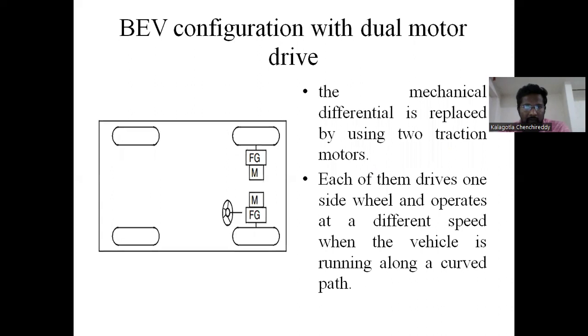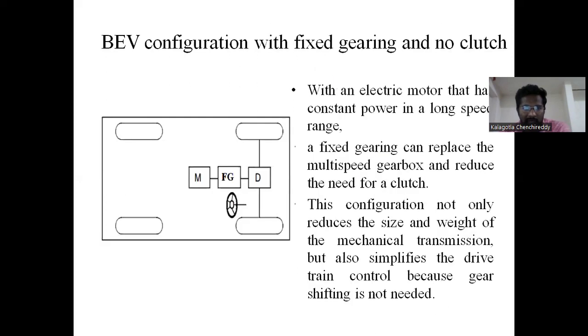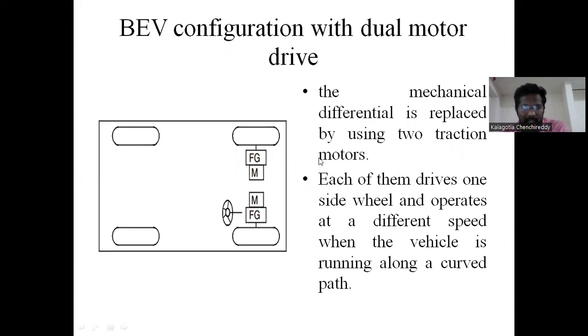Next, the fourth one: the battery electric vehicle configuration with dual motor drive system. In the previous three configurations, we used only one motor: in the first, second, and third configurations. In this fourth configuration we use two motors and two fixed gears.